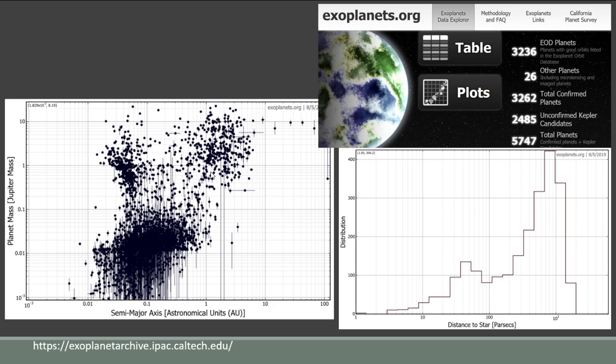Okay, then let's have a look at another plot here. On the vertical axis we have planet masses in Jupiter masses. On the horizontal axis, the distance of the planet from its star, so roughly the radius of the exoplanet orbit. It's given in astronomical units. Maybe I have to remind you that the astronomical unit is the distance from the Earth to the Sun, which is roughly 150 million kilometers.